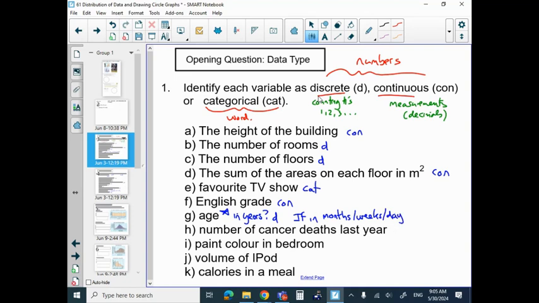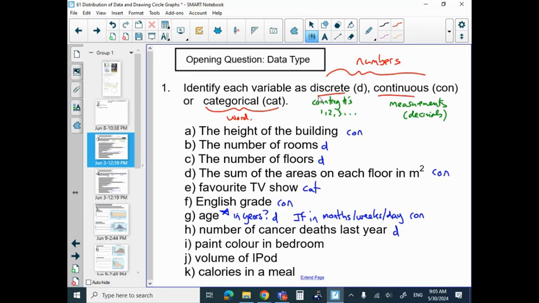I don't know if you've had any discussions with new parents, but ask how old their child is and they're like, oh, 3 months, 2 weeks, and 3 days. Be like, wow, that's really precise. That's basically like a continuous data point at that point. You're measuring down so much. Like, sure, you don't want to break it down to minutes. Anyways, number of cancer deaths last year, that'd be just a counting thing, so discrete.